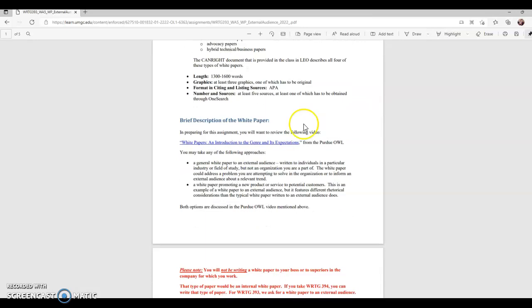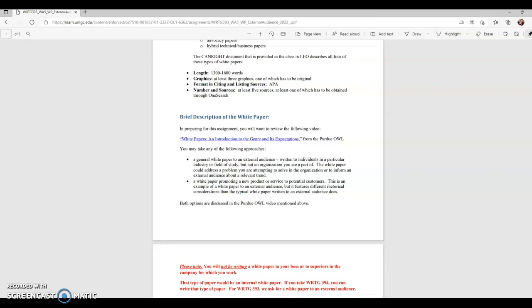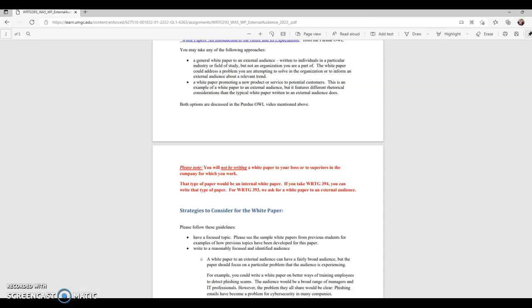So you've got the white paper, an introduction to the genre and its expectations from Purdue OWL, where you can see that you'll be writing to an external audience of a particular industry or field of study. You could also approach this by creating a white paper promoting a particular product. You won't be doing a super hard sell, but through the expository style of your writing, you could actually make a subtle argument that way. This is not marketing content per se, but you can see how a white paper could be included in a larger collection of marketing materials. There's a reminder note that this is not an internal document.